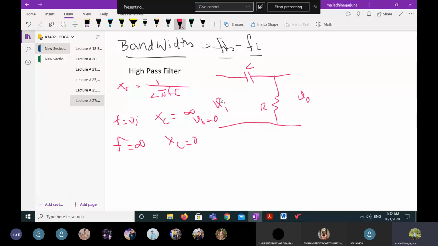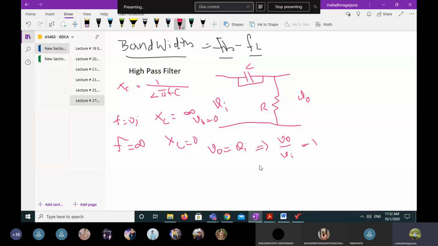If the frequency is infinity, Xc is 0, so it acts as a short circuit, and there is no drop across the capacitor. Obviously, output voltage V naught is equal to Vi. So if V naught is equal to Vi, what is the voltage gain? V naught divided by Vi equals 1. So at infinite frequency, the gain is 1.